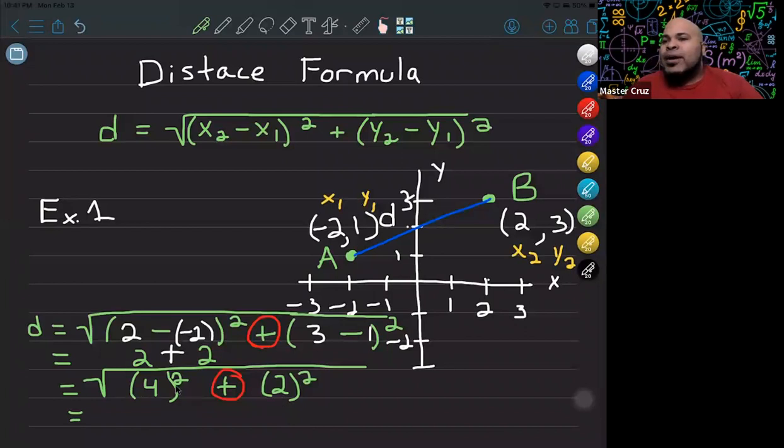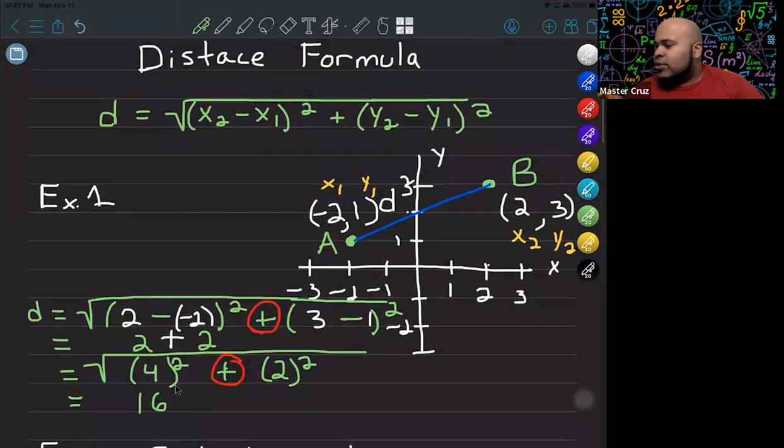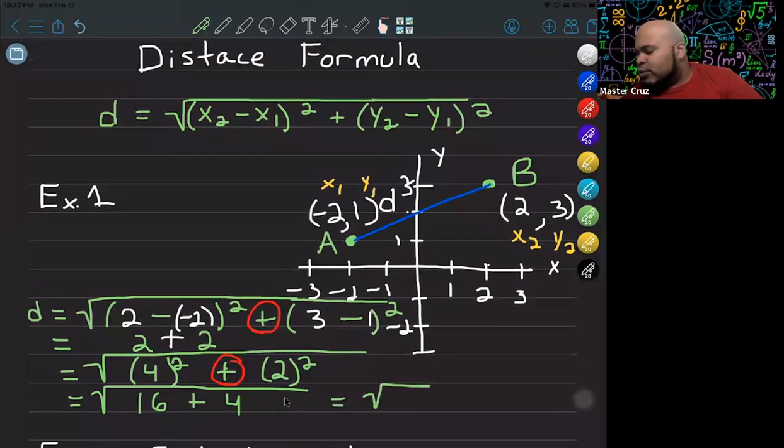So 4 squared is 16. There's 4 times 4 is 16. That's what it means. And then there's a plus sign. So plus, this is all still inside of the square root. 2 squared is 4 because 2 times 2 is 4. And this will simplify to the square root of 20. And if I ask for an exact answer, this is it. It is the square root of 20.